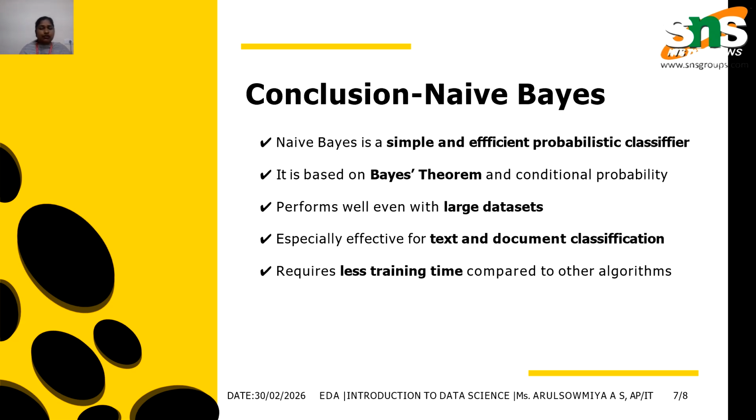So coming to the conclusion, naive Bayes is a simple and efficient probabilistic classifier, and it is based on Bayes theorem and conditional probability. It performs well even with large data sets in data centers. Especially it is effective for text and document classification. Here we can get the text and document either in a table or row format, or in a graph format.